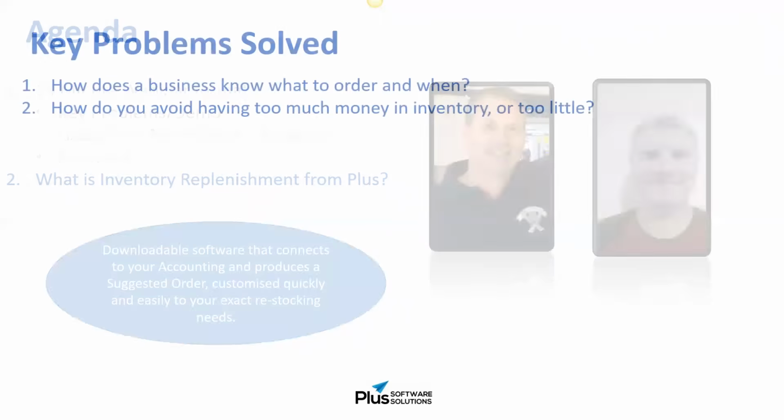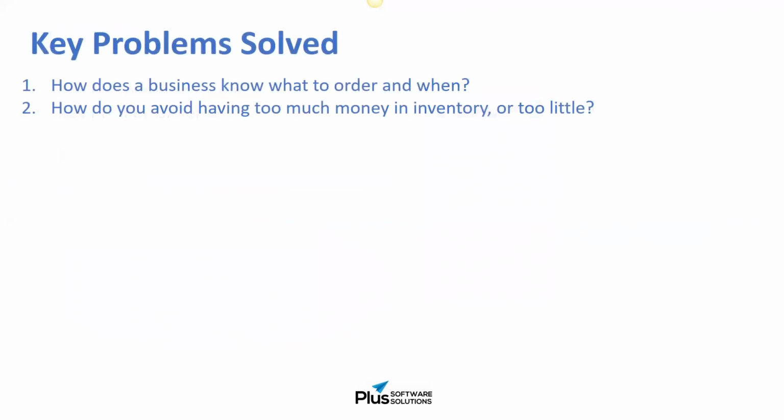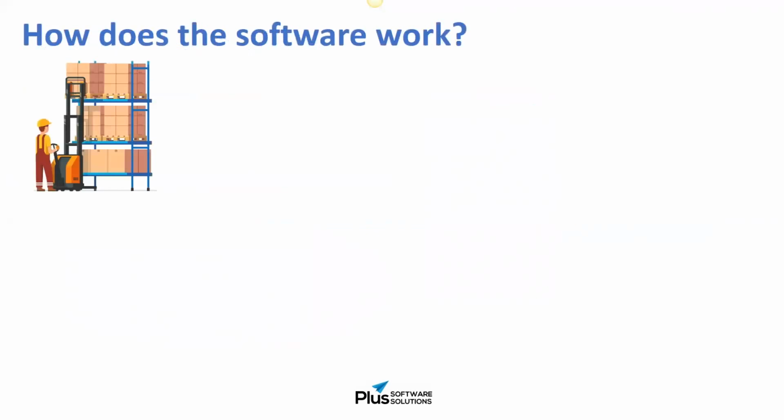Good stuff. So the key problems that inventory replenishment solves, really every business wants to know what to order and when to order. And then also every business wants to avoid having excess money tied up in the stock or inventory. And of course, they don't want too little stock because obviously they'll miss out on orders. So those are the key problems we solve with regards to inventory replenishment.